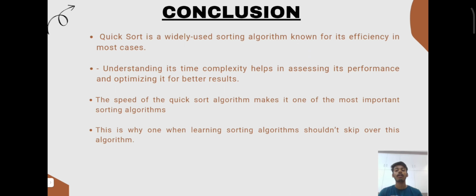Conclusion. Quicksort is a widely used sorting algorithm known for its efficiency in most cases. Understanding its time complexity helps in assessing its performance and optimizing it for better results. The speed of quicksort makes it one of the most important sorting algorithms. This is why, when learning sorting algorithms, one shouldn't skip over this algorithm.